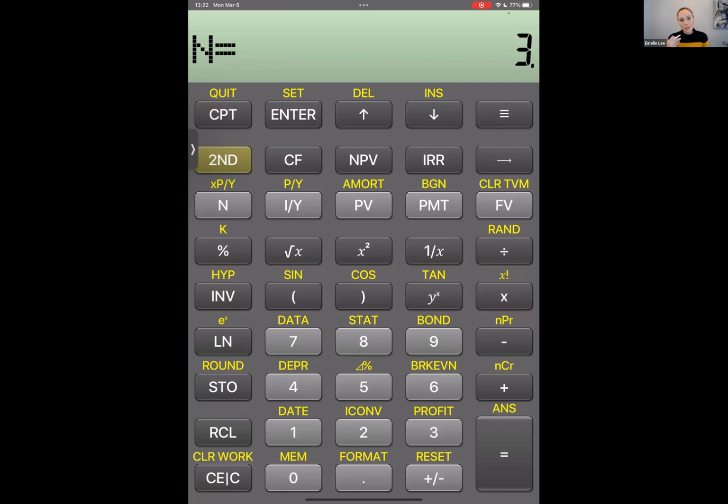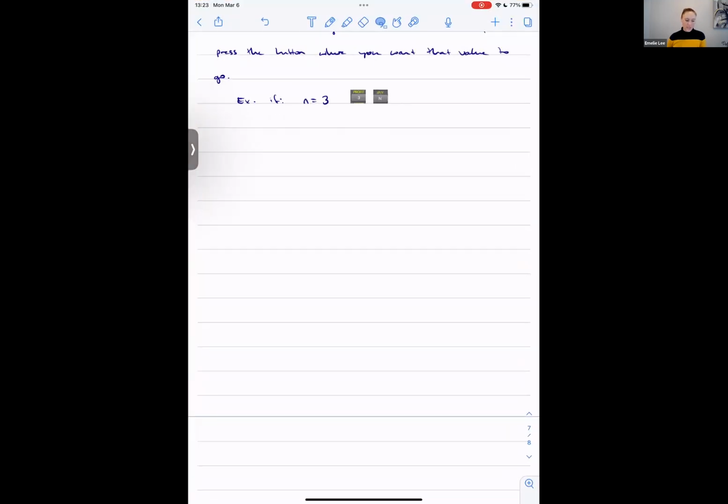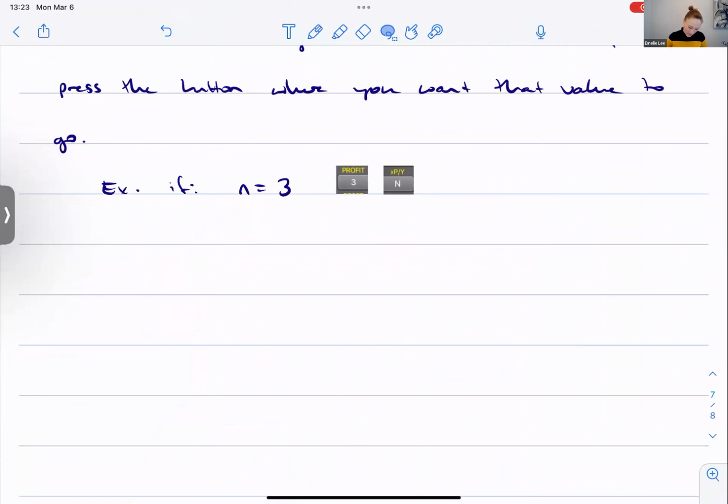Now, what's tricky is you don't have to clear these values, although you can, but I'm not going to. I never do. I just always re-enter my values, right? But it'll stay 3 until you change it. So now n is 3 until I change it, which also causes some trouble sometimes, right? So that's how I do it for the main menu.